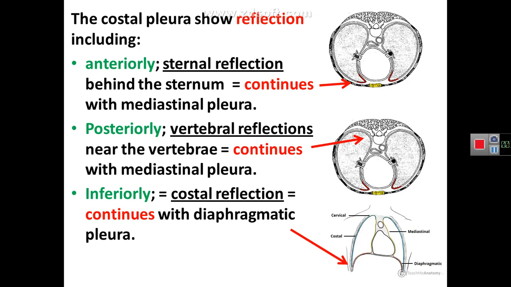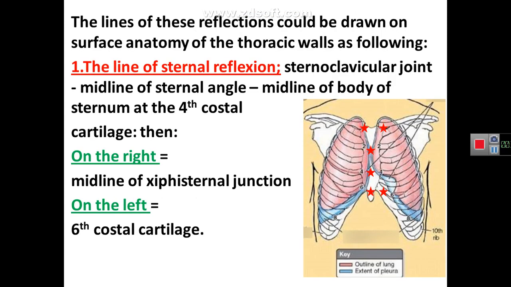What is important about these reflections is that you may be able to draw the line representing these reflections on the chest wall as part of studying the surface anatomy of the thoracic wall, and this line of reflection which could be drawn is important clinically for clinical application, as we will explain soon.